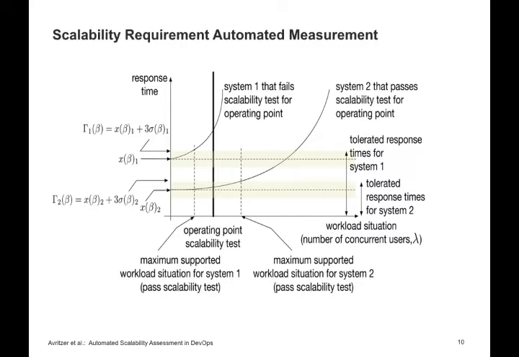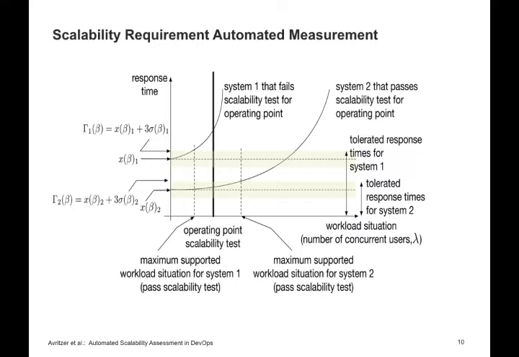In this slide, we illustrate how the PPTAM approach automates the definition of pass-fail criteria. The operating point scalability test is depicted in the slide by the solid black vertical line. A low load test measures the average and standard deviation of the response time. Scalability requirements are defined as the tolerated response times for System 1 and System 2 by computing the average plus 3 standard deviations of the no-load measurement. As can be seen from the plot, by following the bold black line at the operating point scalability test, System 2 passes the scalability test, while a non-scalable system, System 1, fails the scalability test.